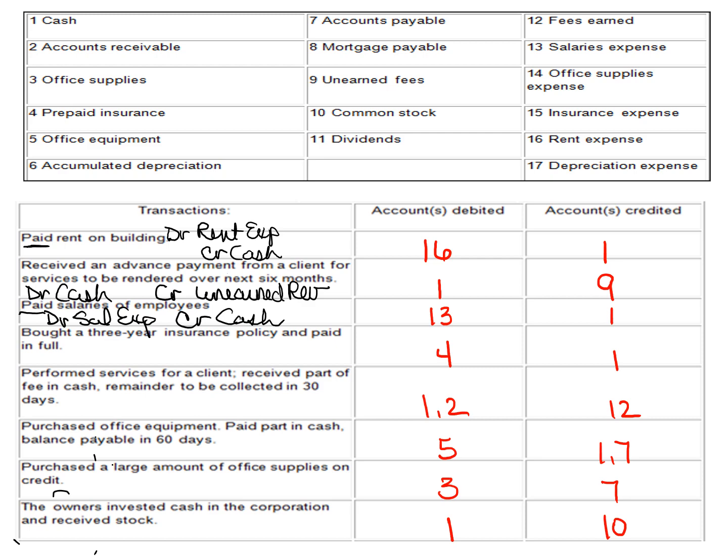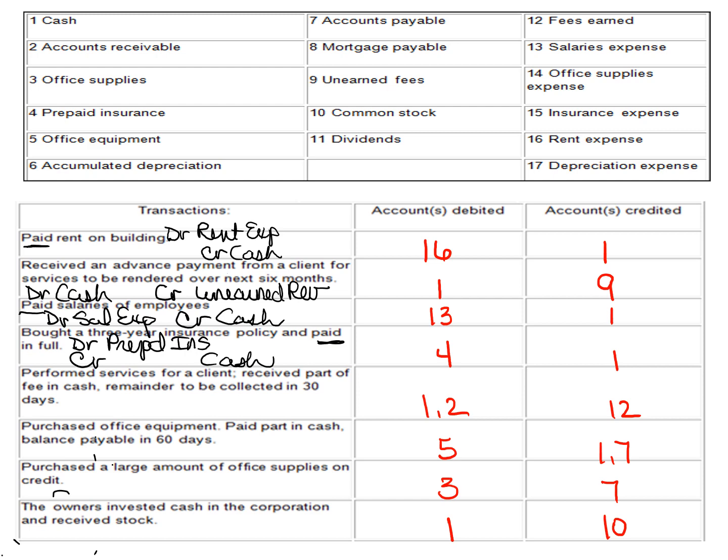Bought a 3-year policy and paid in full. Now that insurance policy is going to be good for this year and the next 2 years. So it definitely is an asset because it has future or potential value. So I'm going to debit prepaid insurance. And notice the verb paid, so it's a credit to cash, or debit 4, credit 1.